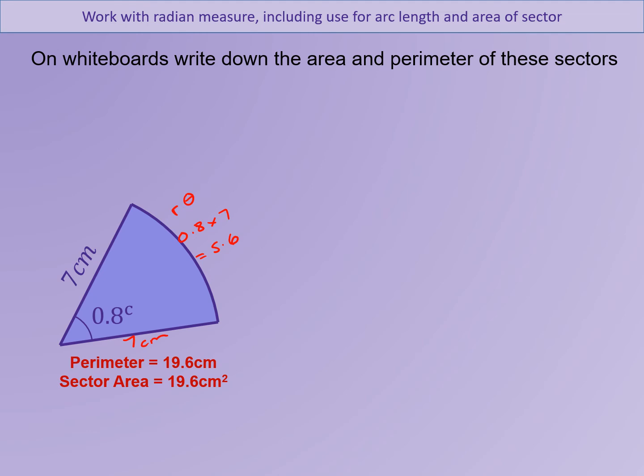The sector area is calculated by finding a half r squared theta, which is a half times 7 squared times 0.8. This is 19.6 centimetres squared.